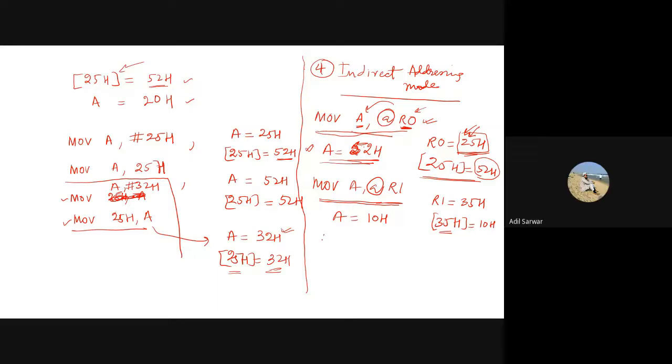And the other way around is also possible. That means MOV @R0, A. So that means the content of A would be copied to the memory address pointed by R0. If I take this same example here, R0 was carrying 25H, and 25H was having a value of 52. So after this instruction, 52H, which is the memory location, will have the value of A, and say A is 10H, then 52H will have a value of 10H.